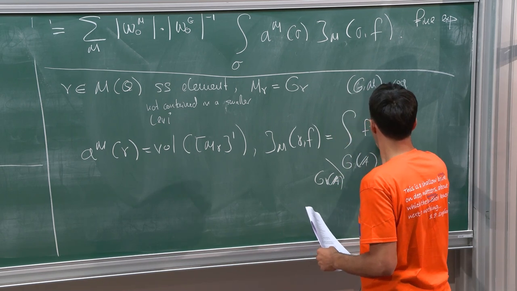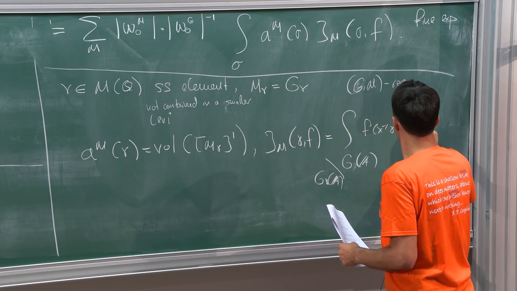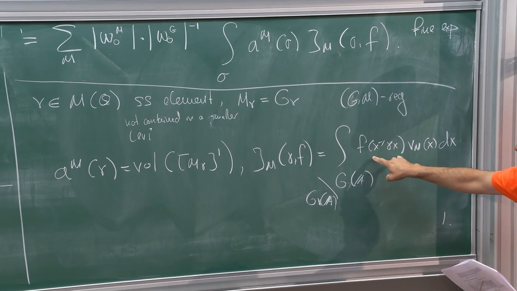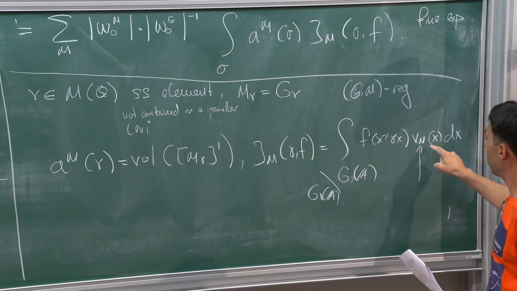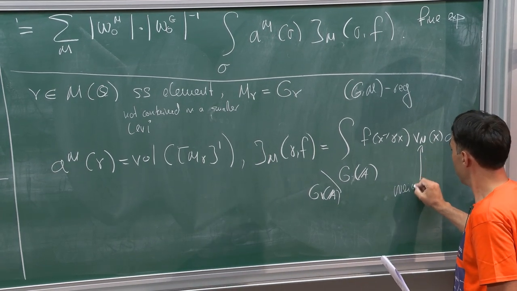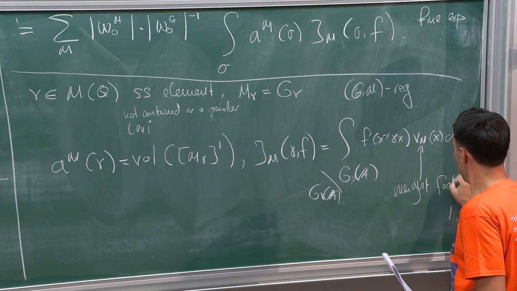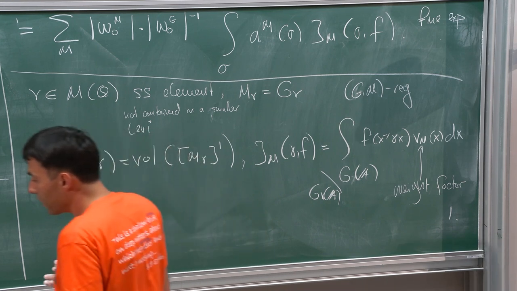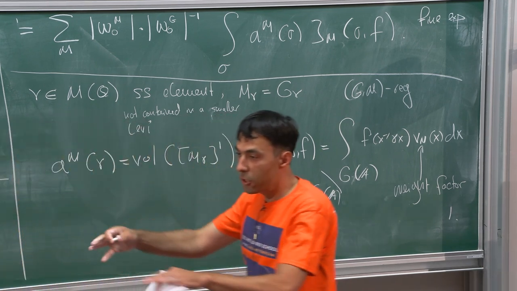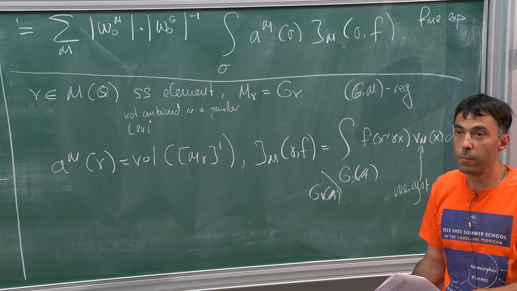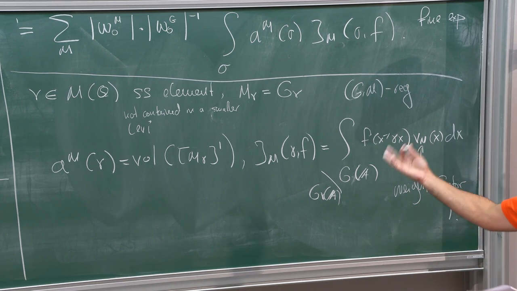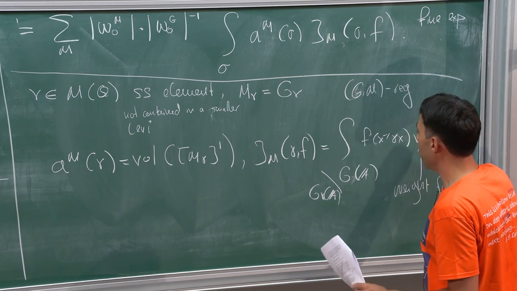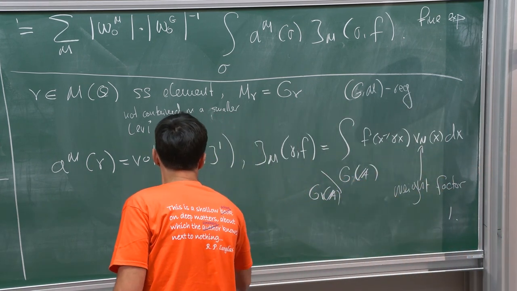with one difference, that we're not just integrating the function over the orbit, but we have put in here a certain term called the weight factor. And this weight factor can be given fairly explicitly. You have a certain collection of points in a finite dimensional real vector space, and you take the convex hull and then the volume of that. Okay? Maybe I won't go into details about this. So this is a prototypical example of what is called a weighted orbital integral.